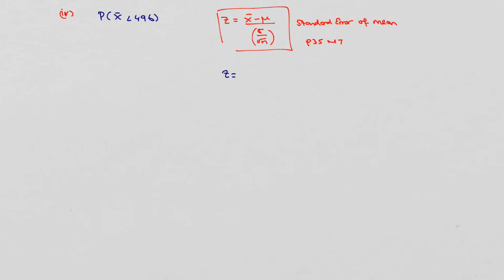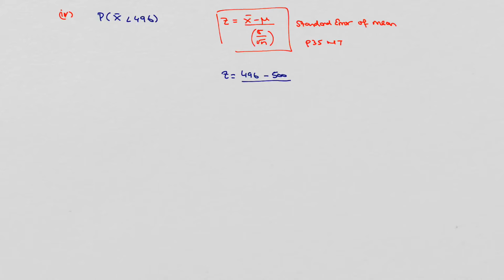So if I sub in my value, 496, the mean we were told was 500. Our new standard deviation we've worked out to be 2.846, because that's 18 divided by root 40. So you can put in the 2.846 either way. And if I work that out, that's approximately minus 1.41 for my z-score. So in other words, the probability that the sample mean is less than 496 is going to be the same as the probability that z is less than minus 1.41.